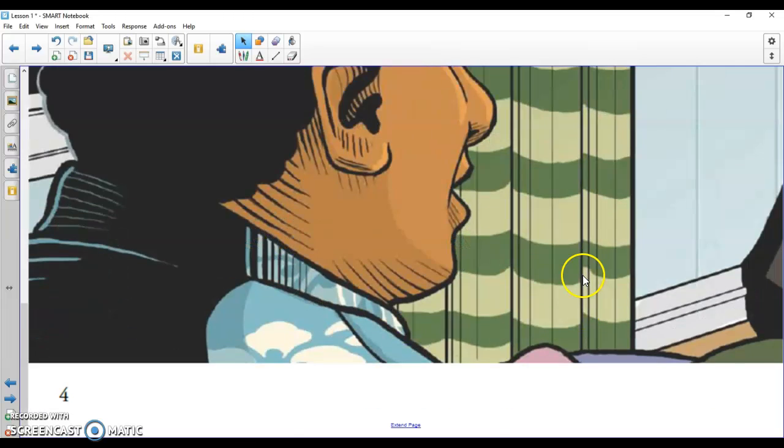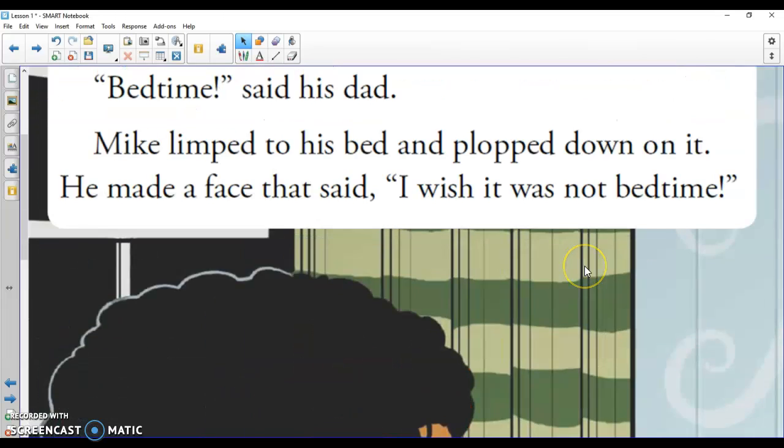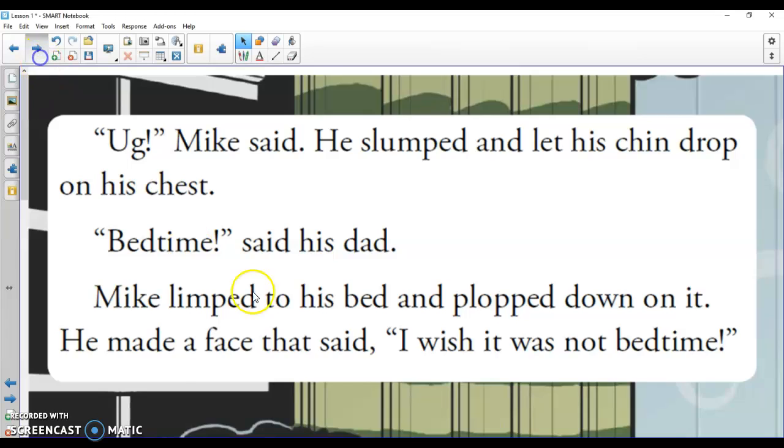So remember, sulk means you're in a bad mood. He's in a bad mood because he doesn't want to go to bed.